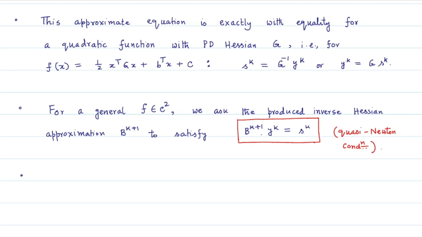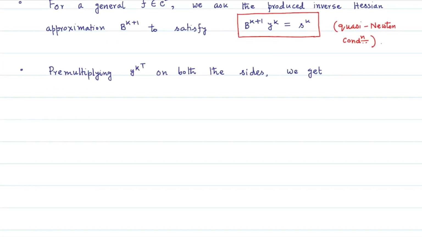Now pre-multiplying both sides of this equation by yk transpose, we get that yk transpose sk is equal to yk transpose Bk+1 times yk.